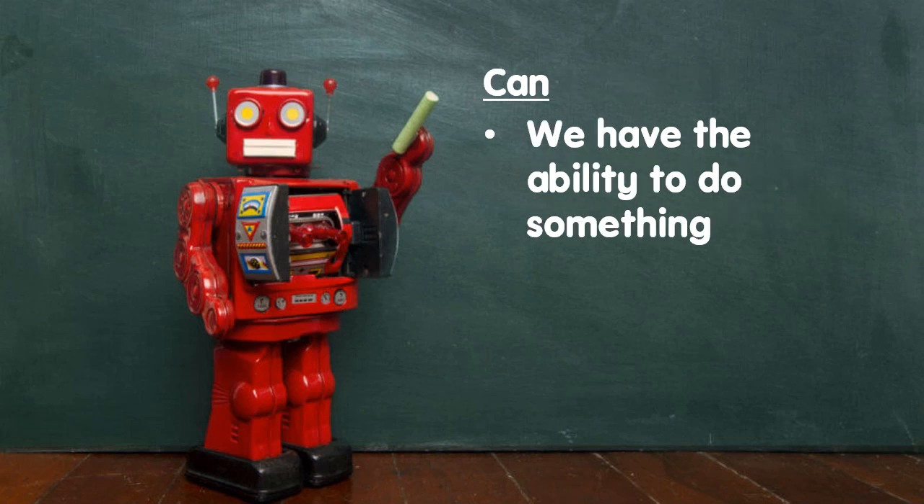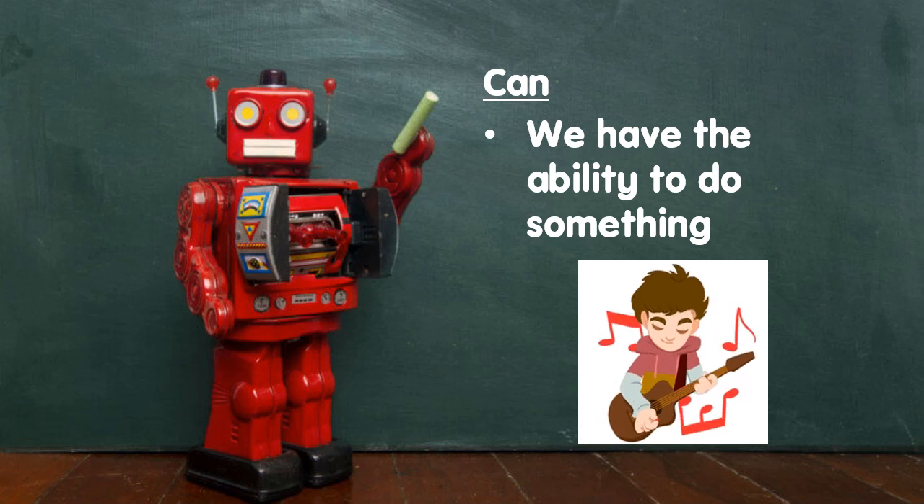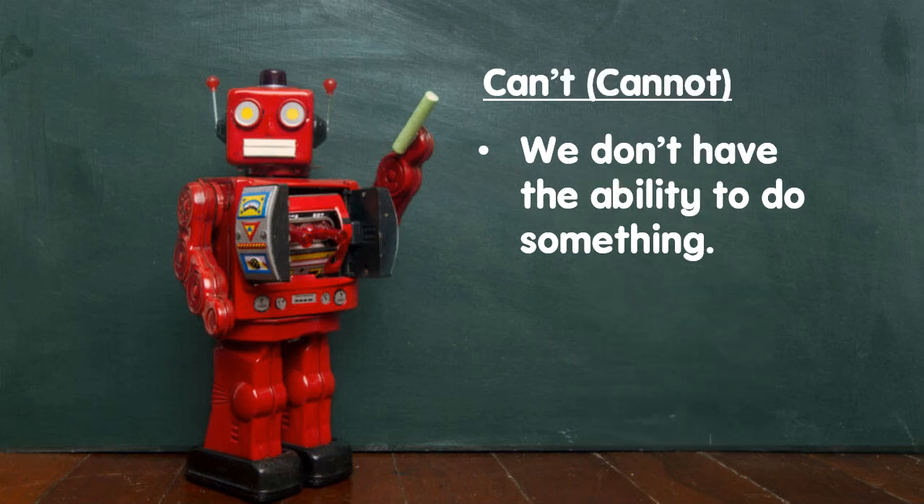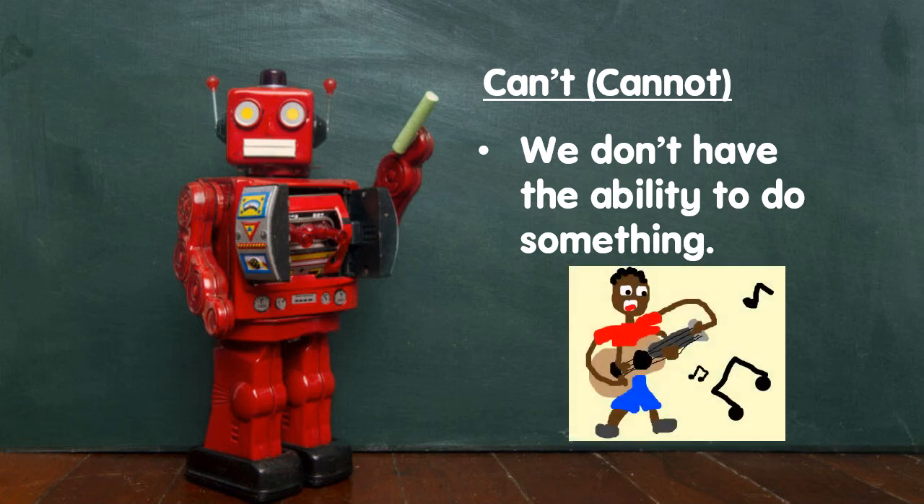We use can when we have the ability to do something. For example, I can play the guitar. This means that I have the ability to play the instrument. We use can't, or cannot, when we don't have the ability to do something. For example, I can't play the guitar. This means that I don't have the ability or I don't have the skill to play the instrument.